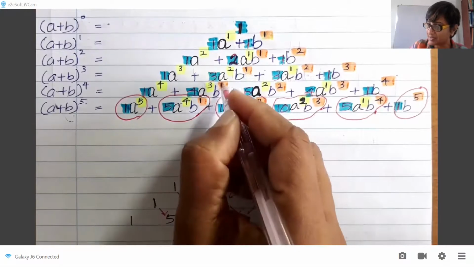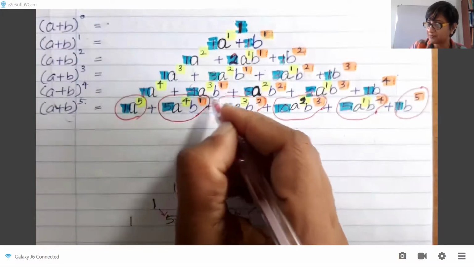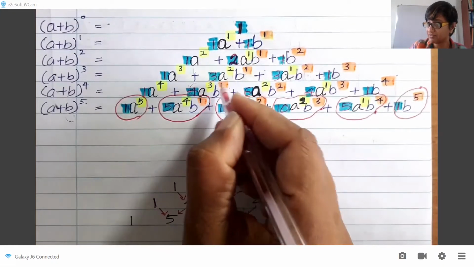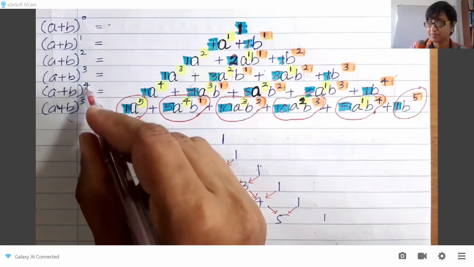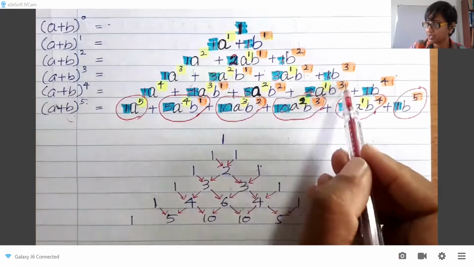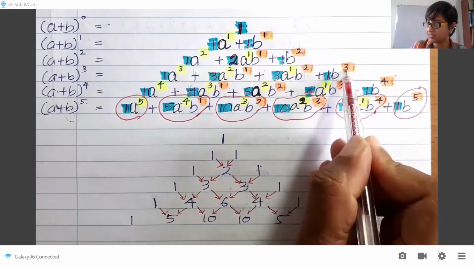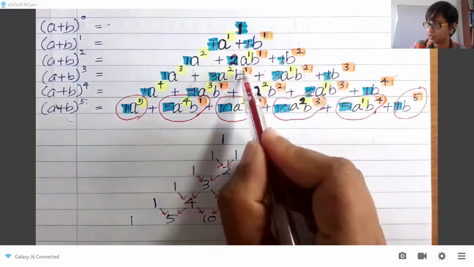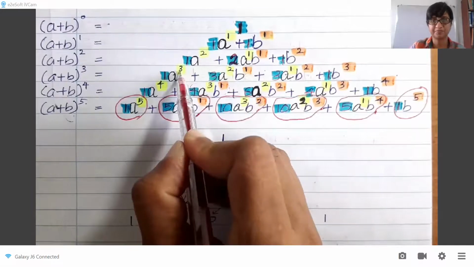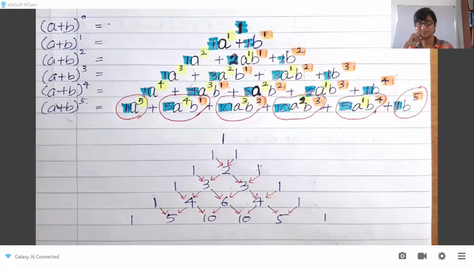In any term, look at a different term in a different expansion. 3 and 1 is 4. This is 4. This is power 3. So 3, 2 and 1, and 2, 3. You saw all that?